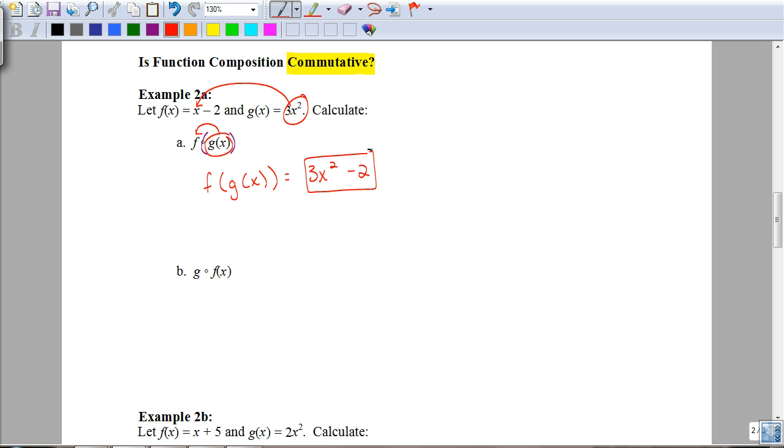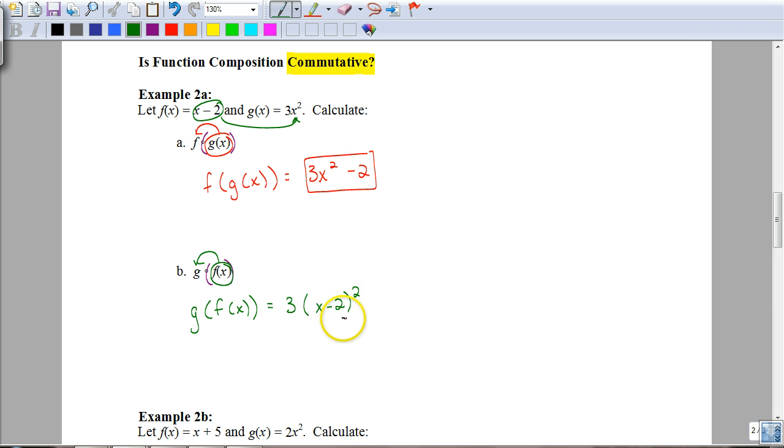Let's see if I get the same thing when I take g following f of x. Again, I'm going to take function f and put it inside of function g. So function f is x minus 2. I'm going to put that in for the x in function g. So I'm replacing the x with x minus 2. Be very careful with this one, because it's 3 times whatever x is, squared. Well, it's no longer an x, it's x minus 2. It's that whole quantity. We need to square it.